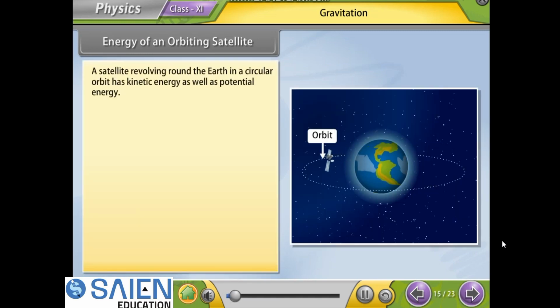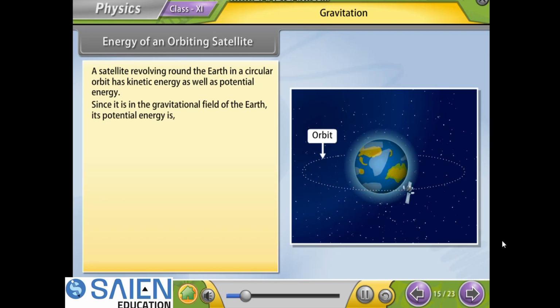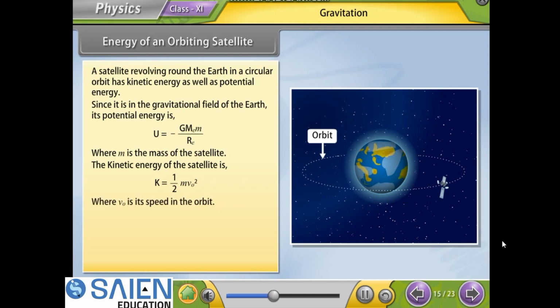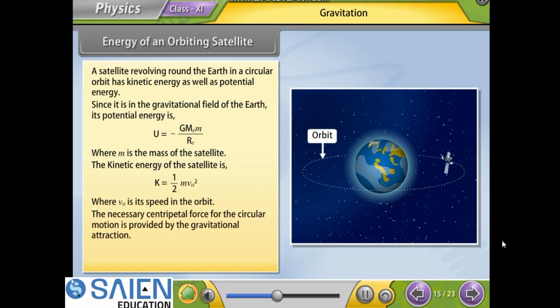Energy of an orbiting satellite. A satellite revolving round the Earth in a circular orbit has kinetic energy as well as potential energy. Since it is in the gravitational field of the Earth, its potential energy is U = -GMem/Re, where m is the mass of the satellite. The kinetic energy of the satellite is K = 1/2 mv0², where v0 is its speed in the orbit. The necessary centripetal force for the circular motion is provided by the gravitational attraction.